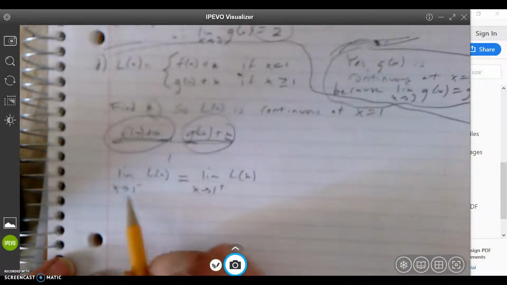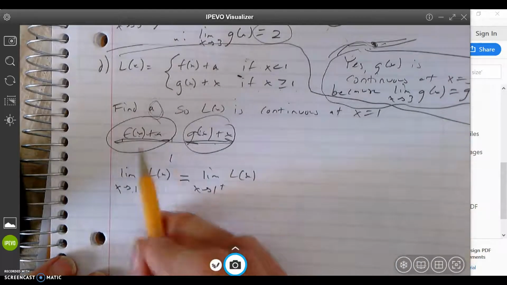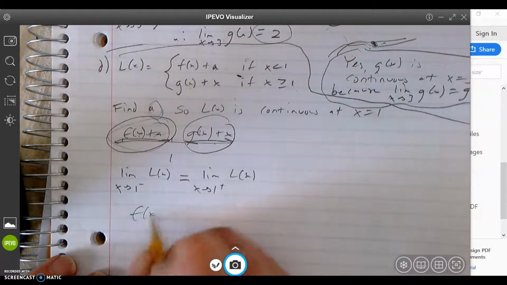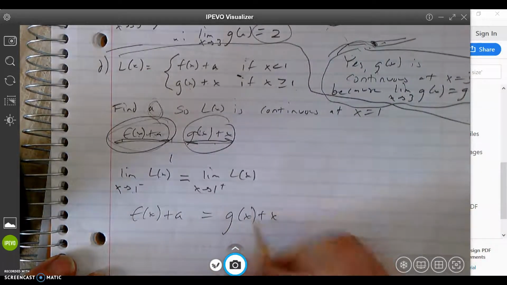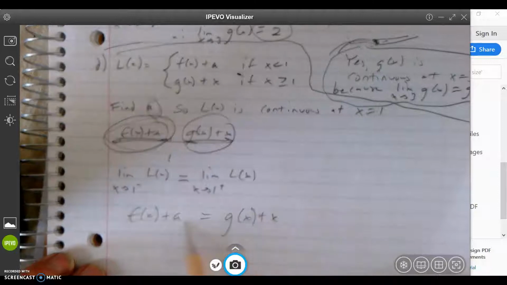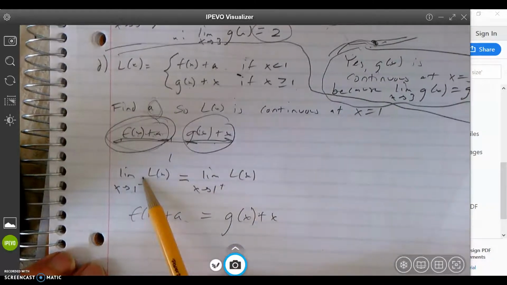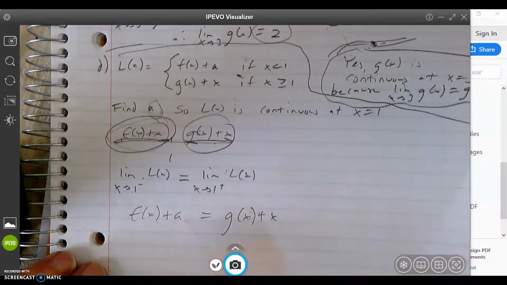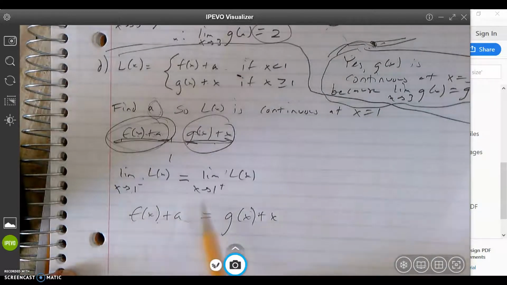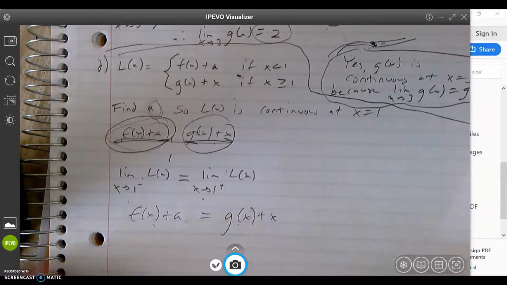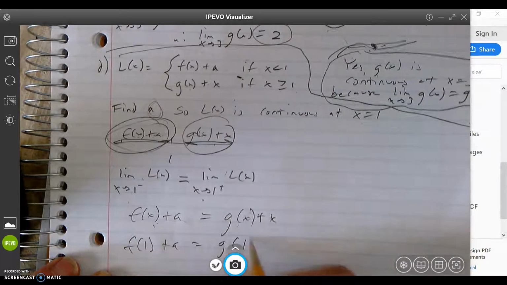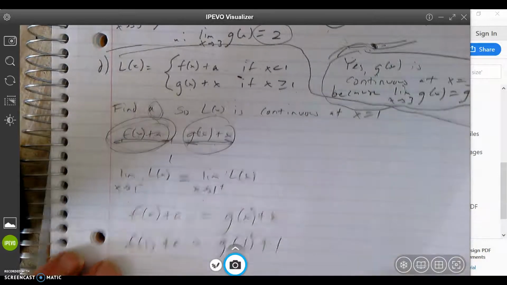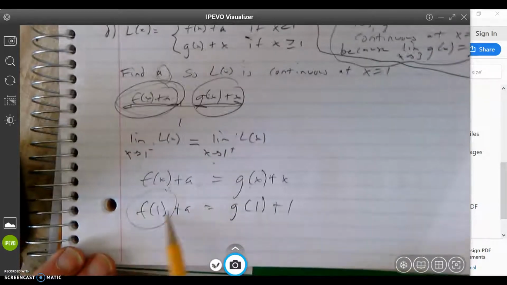So the limit as x approaches 1 from the left is f of x plus a, which equals g of x plus x. Those have to be the same. We know x is 1, so I'm just going to plug in 1 for the x's, and then I just have a. So f of 1 plus a equals g of 1 plus 1. Okay, f of 1, what am I going to get?